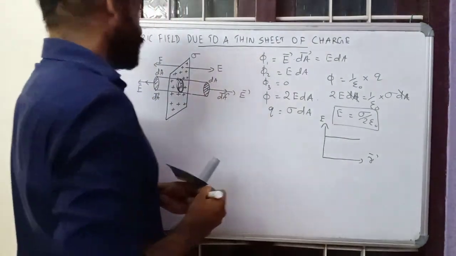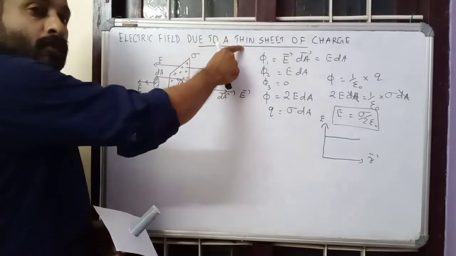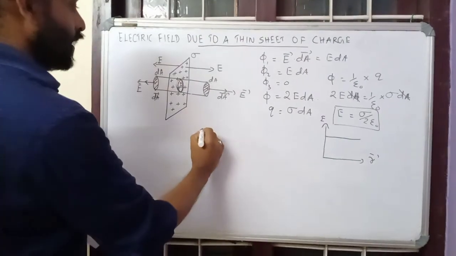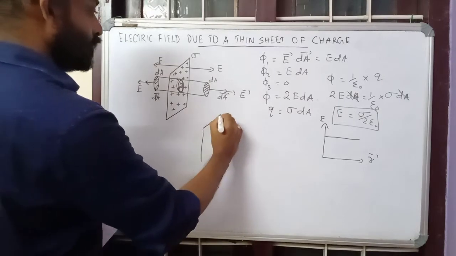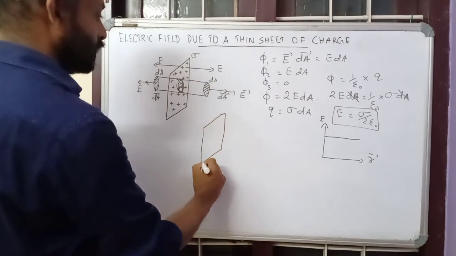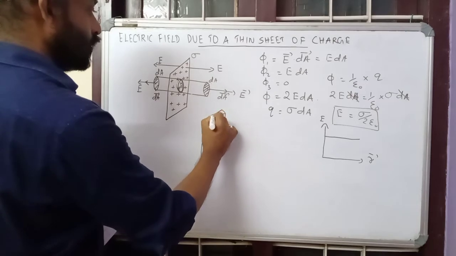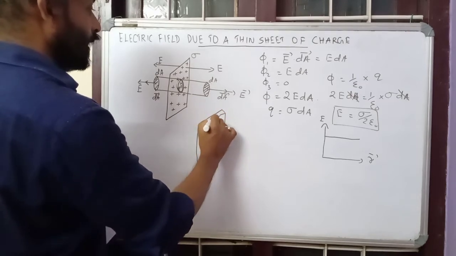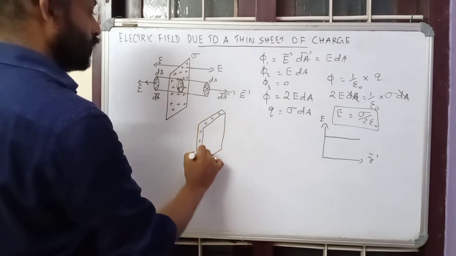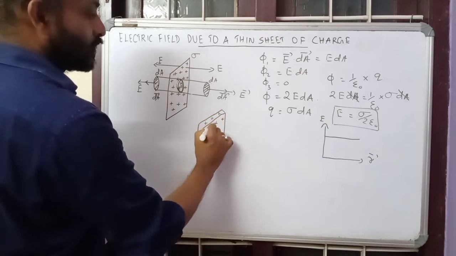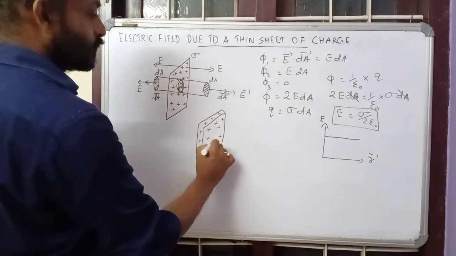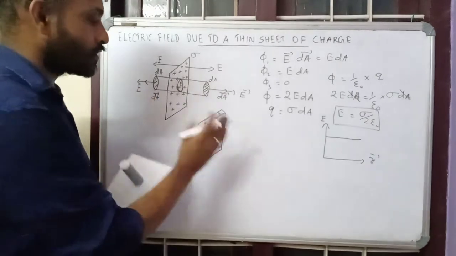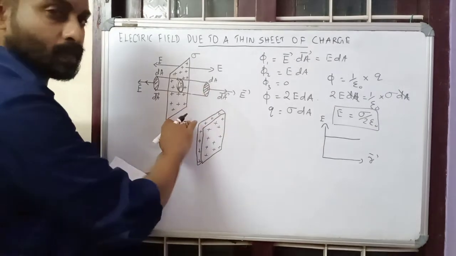Now we are going to consider not a thin sheet, but a plane conducting sheet like this. We have a plane conducting sheet, meaning it has some thickness. For a conductor, the charges will remain on the surface. If we give charges, they will remain entirely on the surface. On this side we can consider charges, as well as on the back side there will be charges. We need to consider charges on both sides, this side as well as the back side.